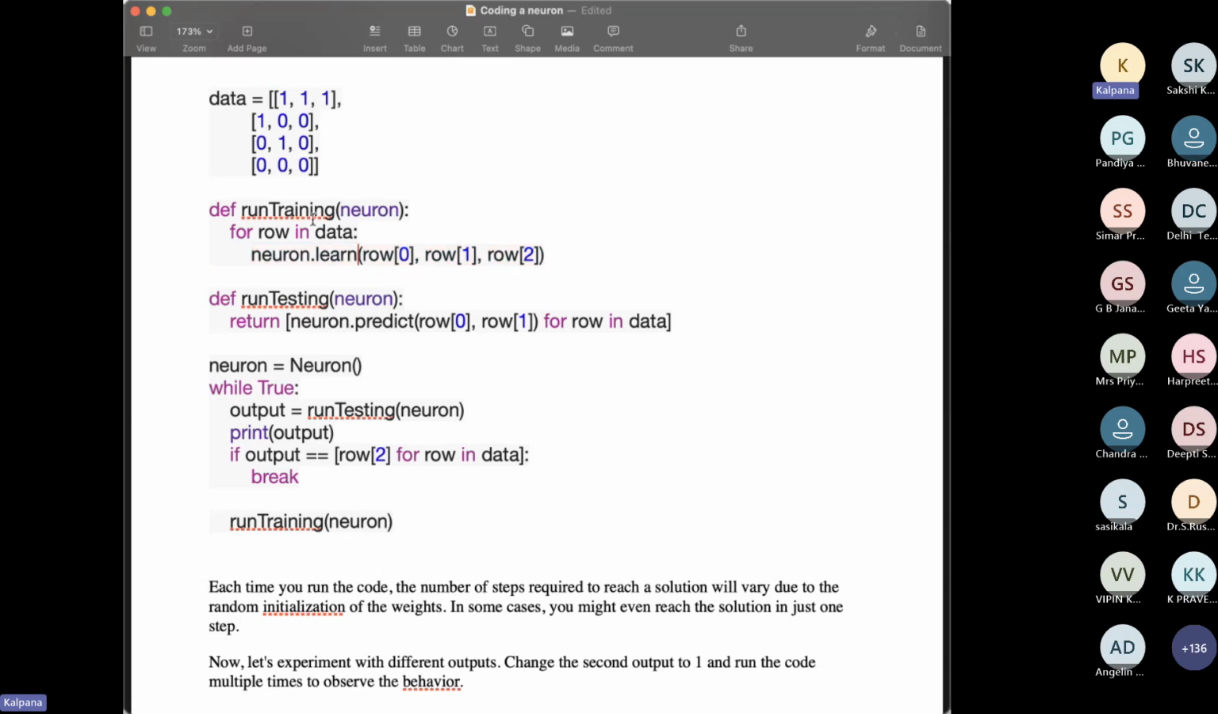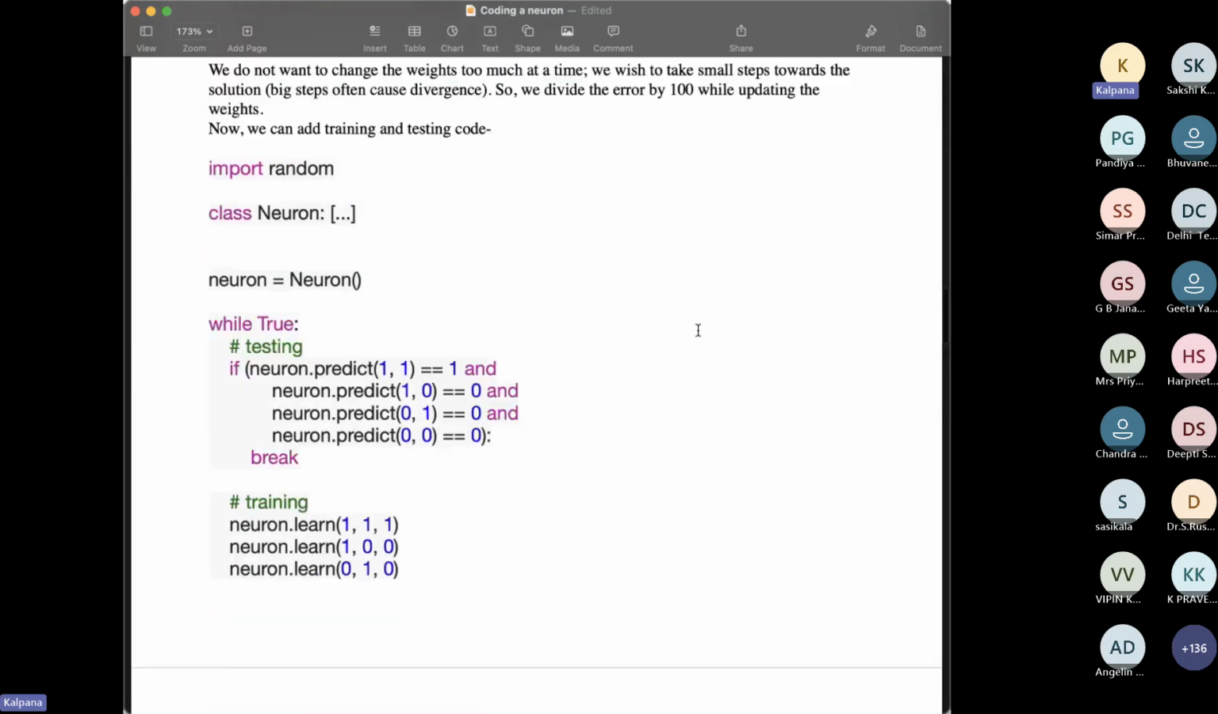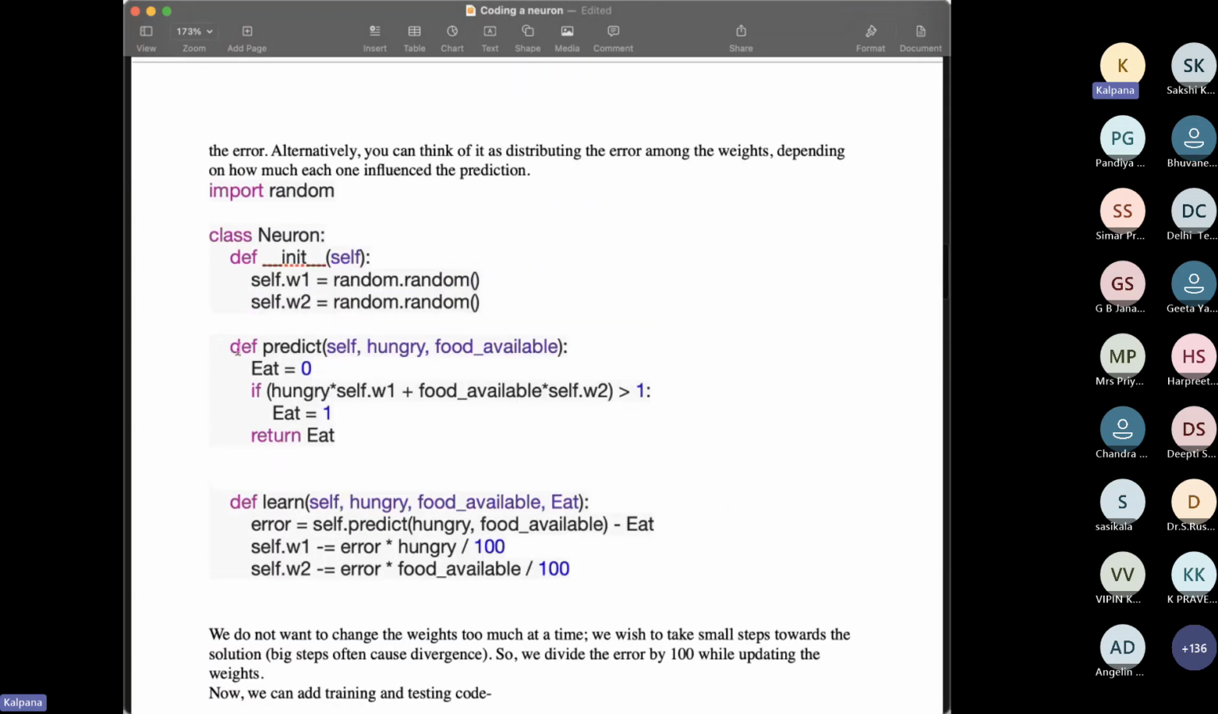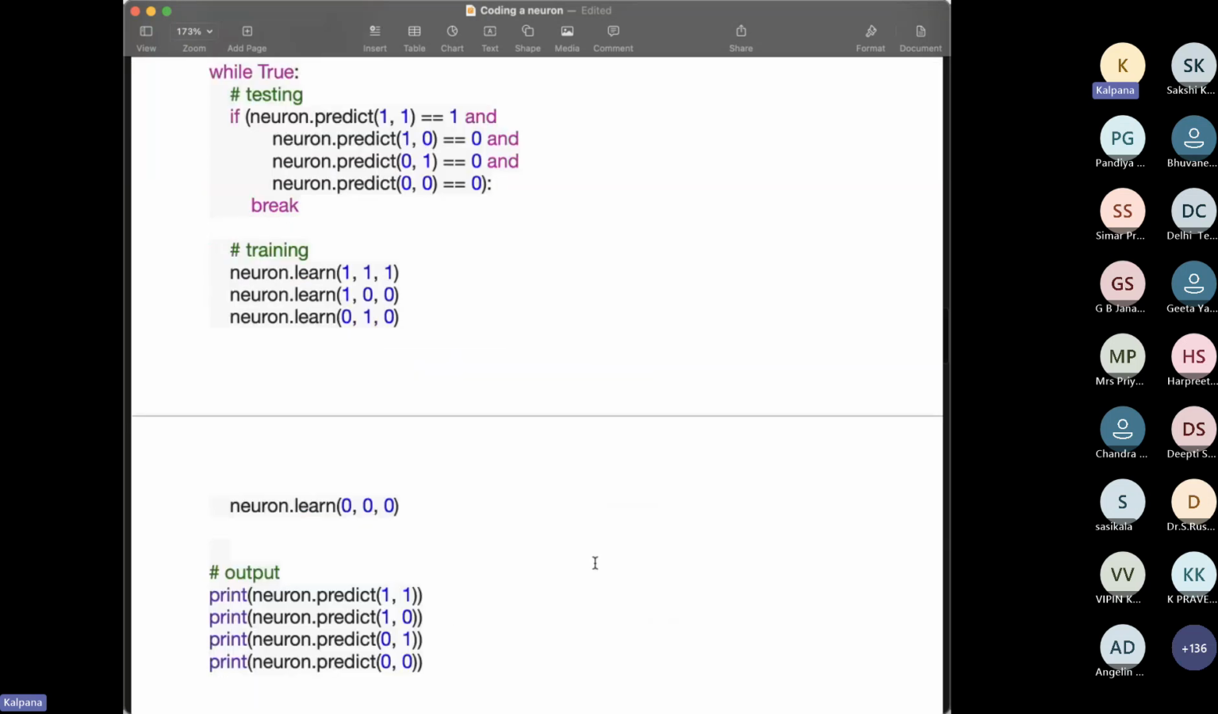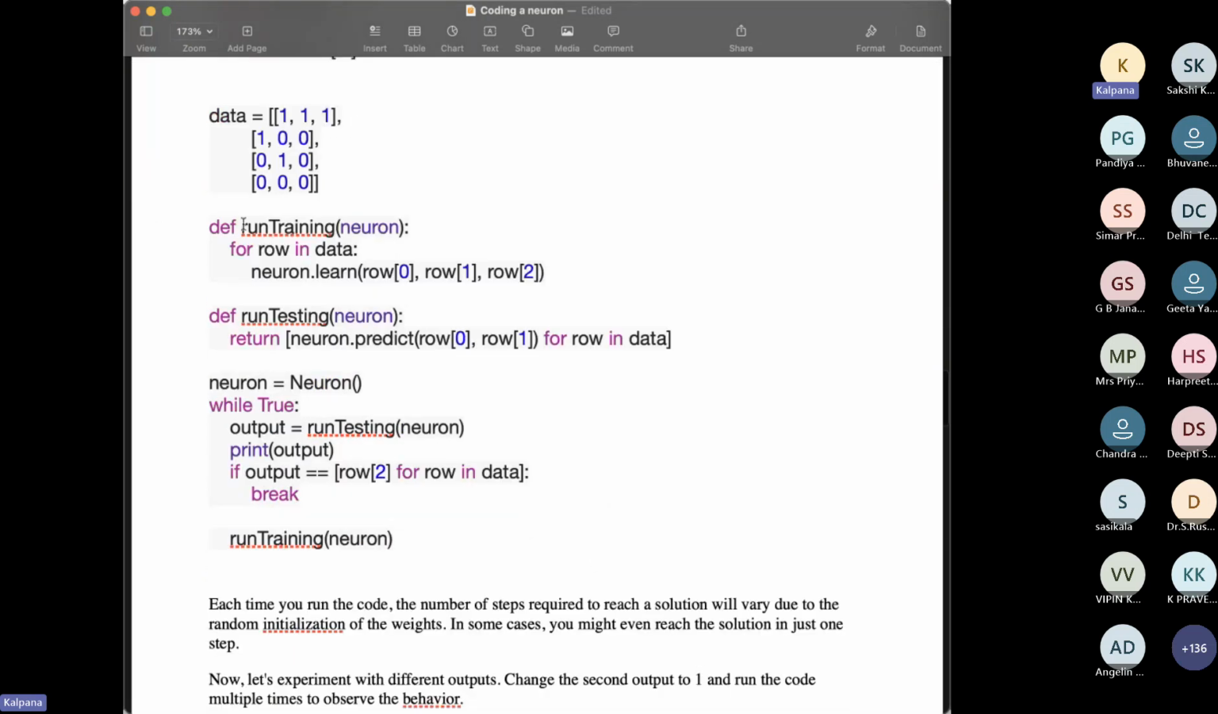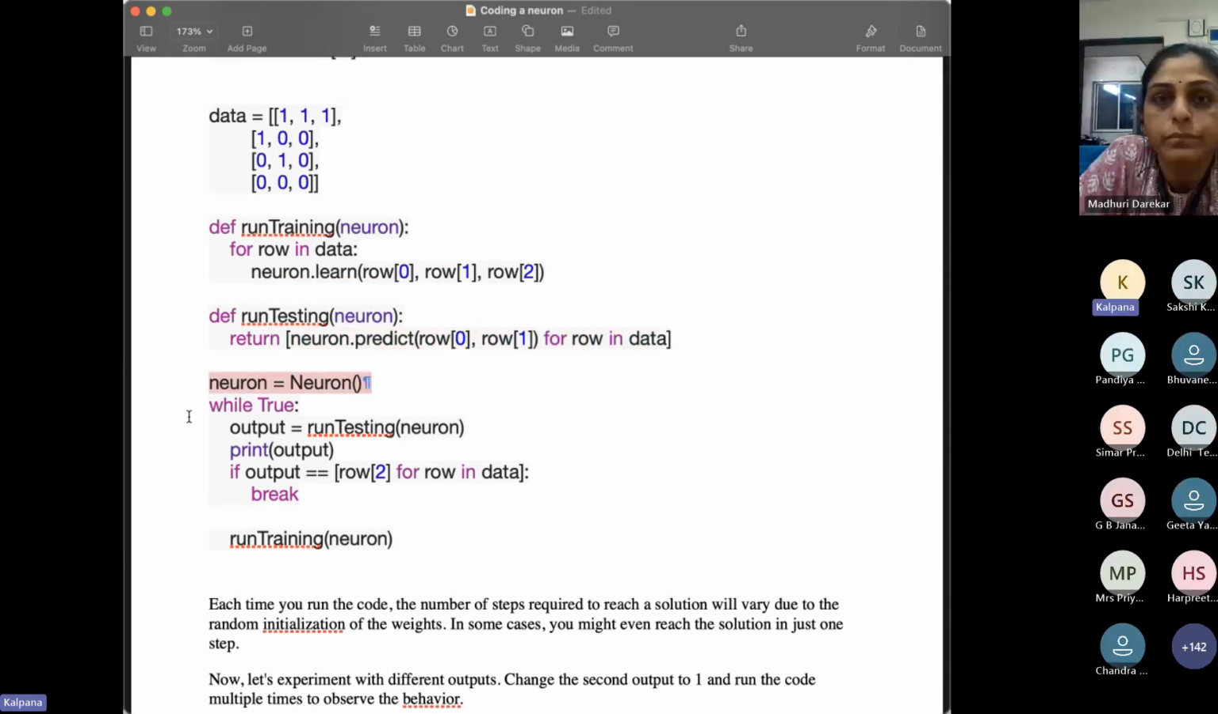Remember, during the training, it will learn, and during testing, it will predict. So your neuron, if you remember, has two functions. One is predict, another is learn. So your model is capable of doing it. During training of the neuron, you are using the learn method. During the testing of the neuron, you are using the predict method. So you have created a neuron, and while true, it will continue to go like this.